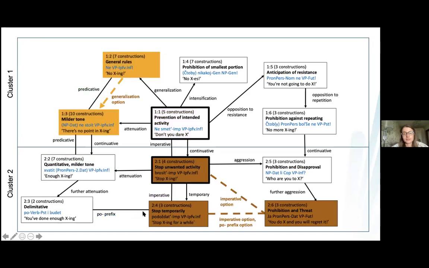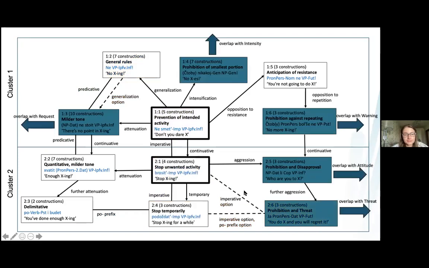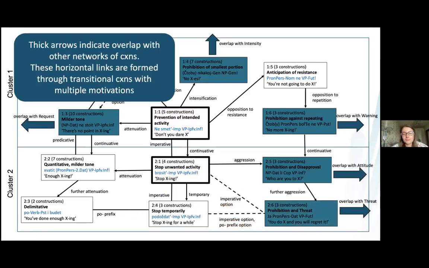Dotted lines and arrows in the diagram indicate weaker relationships, when the same shared properties are observed in only some constructions in a family. For example, the family prohibition and threat in the bottom right corner is connected to the other 2 brown families through the optional use of the imperative and the prefix po featured in this family. Then thick arrows in the diagram indicate overlap with other networks of constructions. These horizontal links are formed through transitional constructions with multiple motivations.